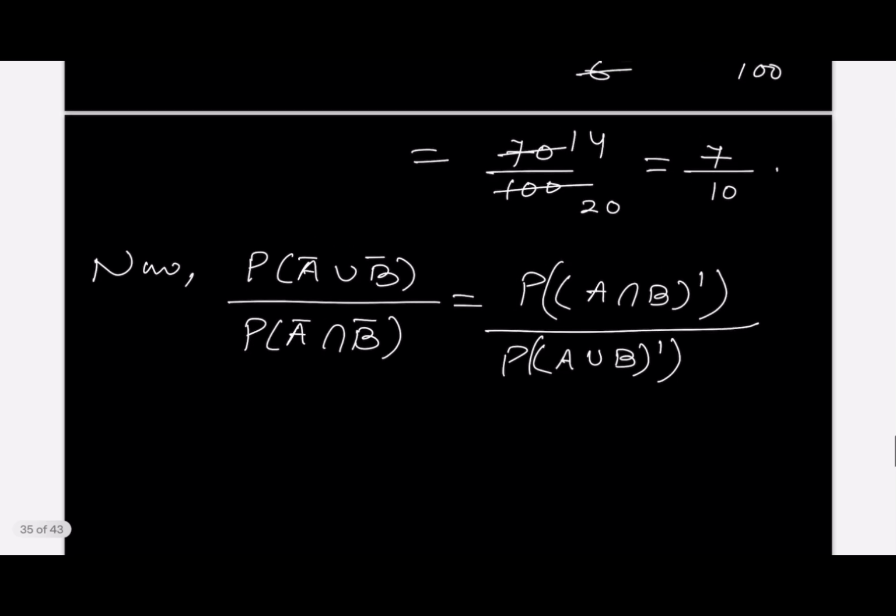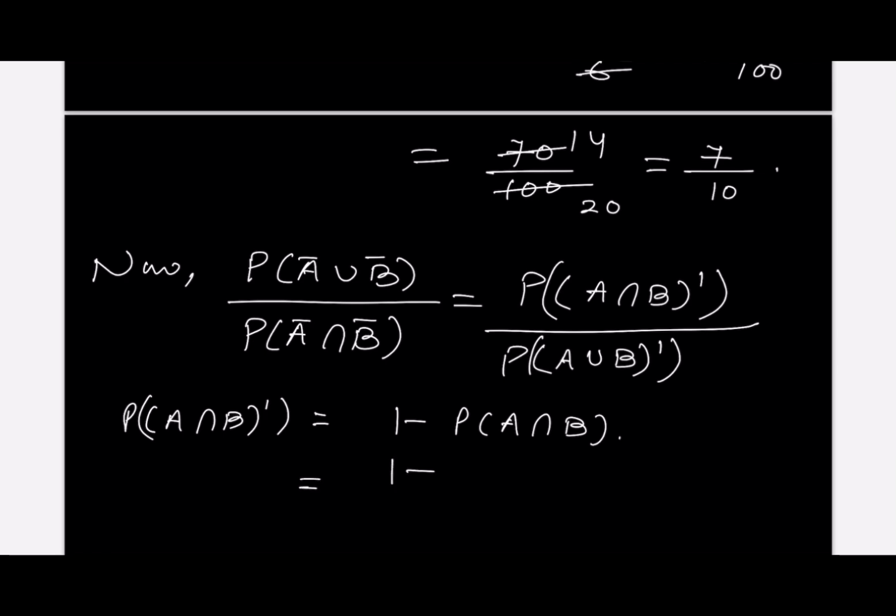So P of A intersection B whole complement is 1 minus P of A intersection B. As P of A intersection B is given, I can find P of A intersection B complement, which is 1 minus 1 by 10, is 9 by 10.